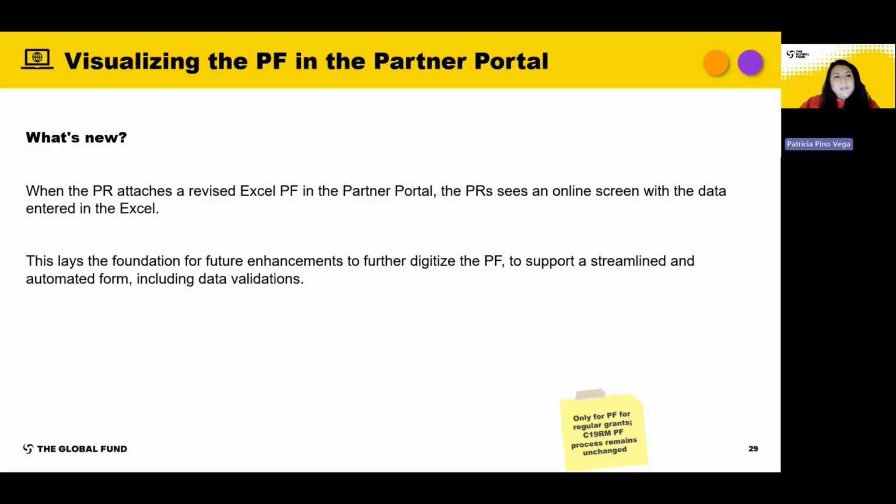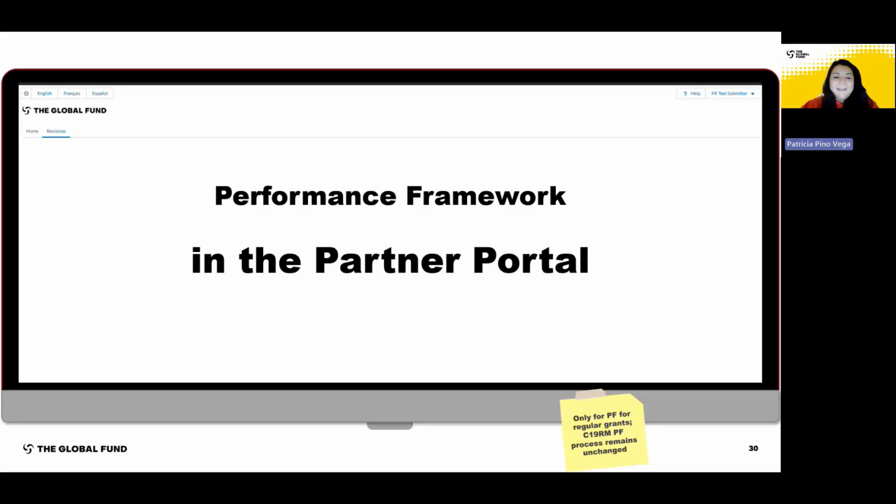So for the revisions process, what we'll have is a visualization of the PF. So it's still populated in an Excel. The Excel gets attached in the partner portal. And then the data is read and you'll see the data on screen so that you can see exactly which data you're submitting. In the future, and likely for grant making, you'll get the digitized version.